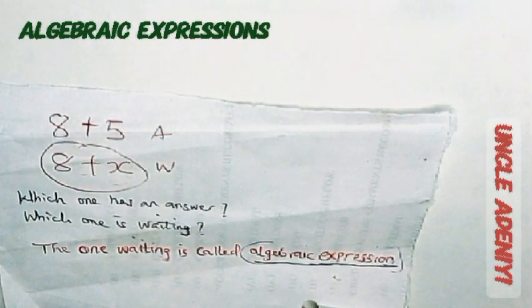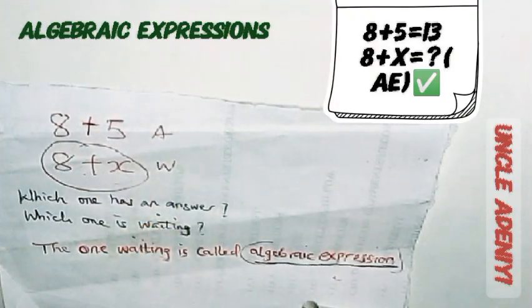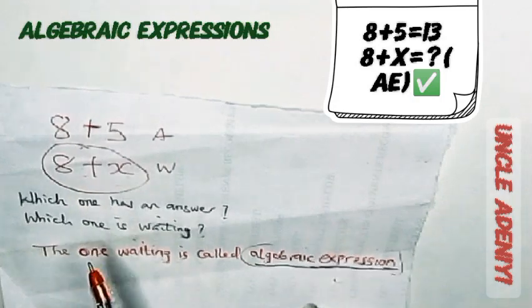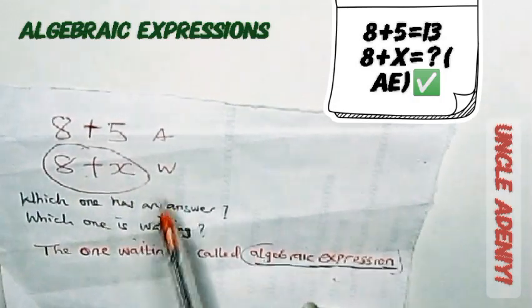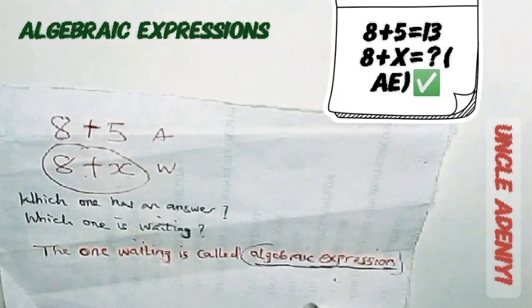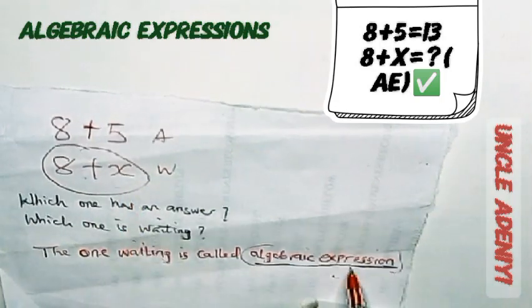8 plus 5 and 8 plus x. Which one has an answer? 8 plus 5 is what? 13. 8 plus x, you don't know. So definitely 8 plus 5 has an answer. 8 plus x does not have an answer. So it is waiting. So the one that is waiting, 8 plus x, is called algebraic expression.